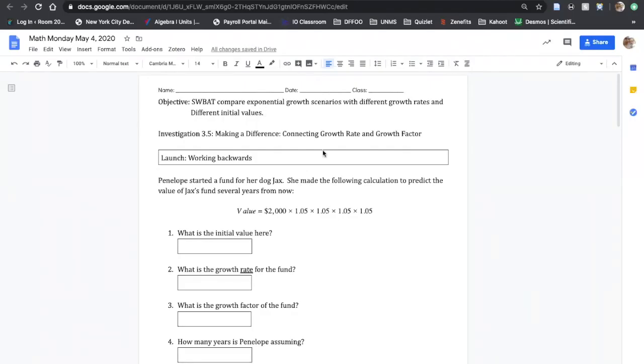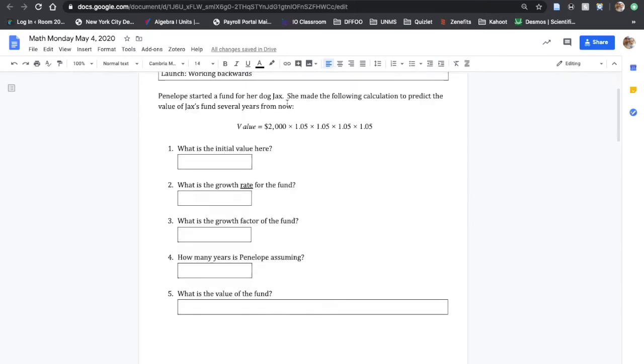So our objective for today is that students will be able to compare exponential growth scenarios with different growth rates and different initial values. Okay, so the first example that we're going to do is pretty straightforward. It's saying that Penelope started a fund for her dog Jax. She made the following calculation to predict the value of Jax's fund several years from now.